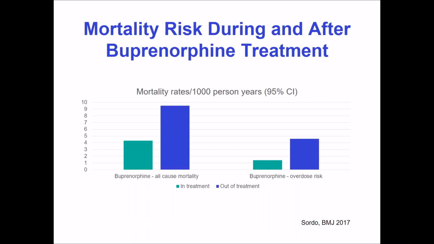And this was true on the left, both for all-cause mortality and on the right for opioid overdose risk, with even a bigger increase in overdose deaths following discontinuation of buprenorphine. So again, the take-home message here is longer is better, and probably continuous maintenance is the way to go for just about everybody.